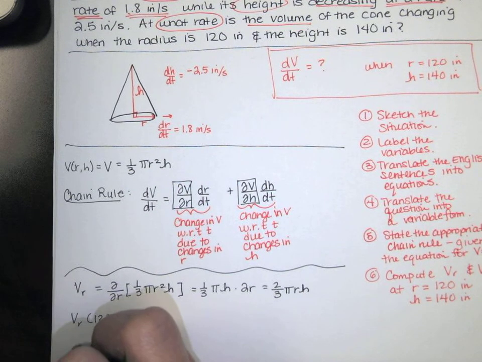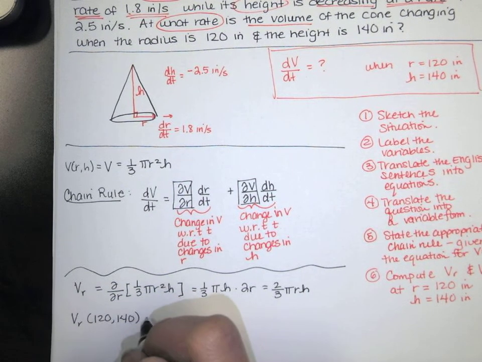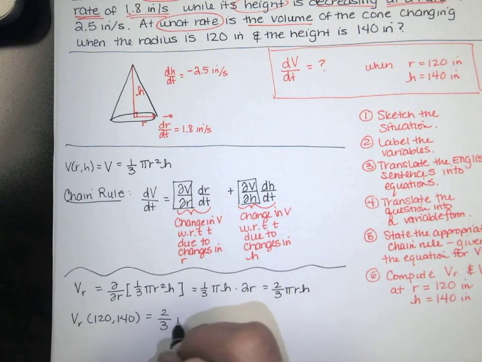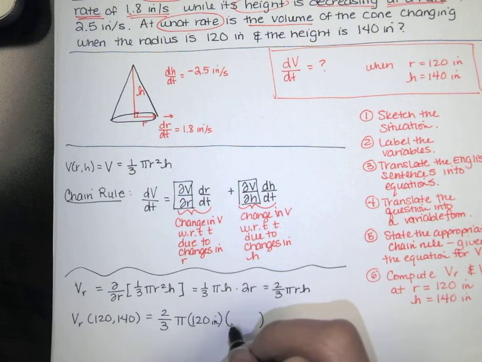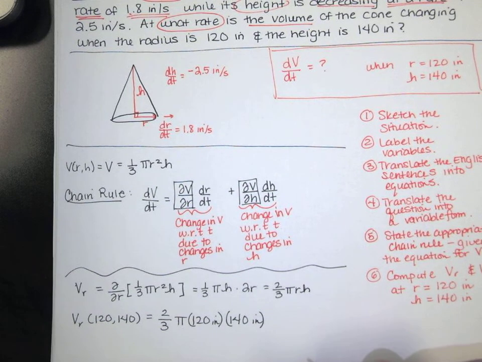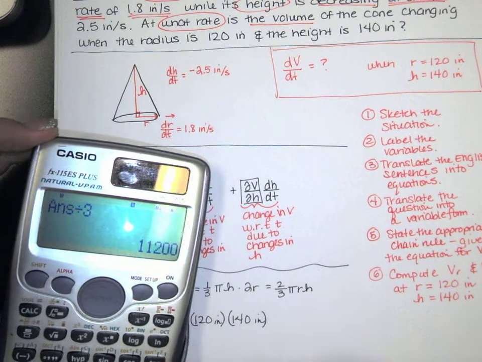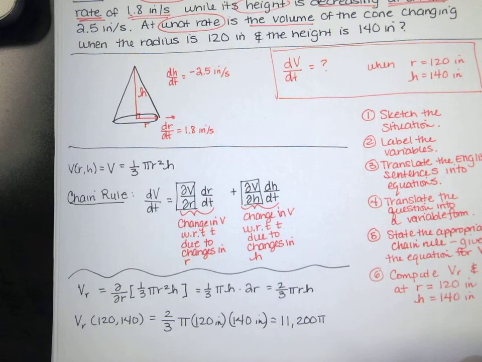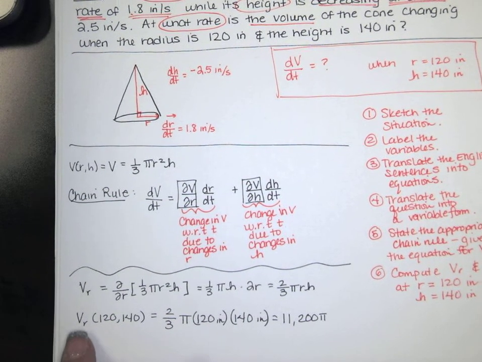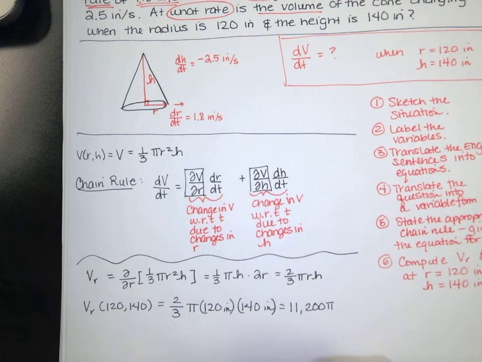Then I evaluate that at r equals 120, h equals 140. So I've got 2/3 times pi times my r times my h. That's 120 inches. This is 140 inches. And then I'll use my calculator to do the arithmetic. That's 2 times 120 times 140 divided by 3. So I get this amount, 11,200 pi. And it looks like inches squared, but be careful. It's not inches squared. This is change in volume with respect to the radius.